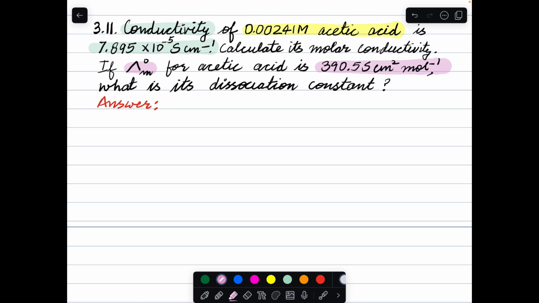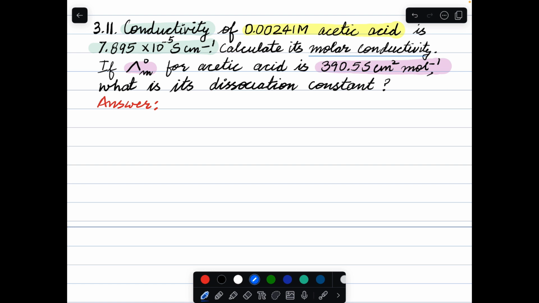So these are the three pieces of information given, and we have to calculate here the molar conductivity, and find out the dissociation constant for this weak electrolyte. After noting down the given information, we will use a particular formula to calculate the required quantity. First we will calculate the molar conductivity, and writing down the given information will help you find out which formula you have to use for a particular type of calculation.